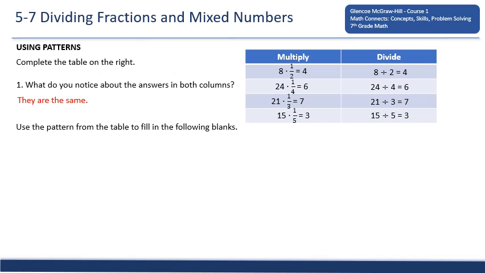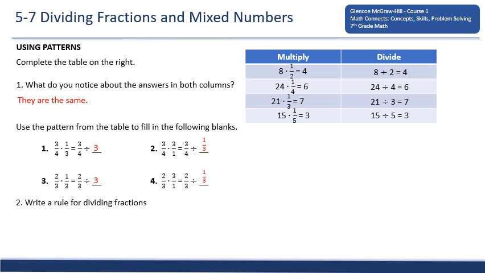Use a pattern from the table to fill in the following blanks. 3/4 times 1/3 equals 3/4 divided by 3. 3/4 times 3/1 equals 3/4 divided by 1/3. 2/3 times 1/3 equals 2/3 divided by 3. 2/3 times 3/1 equals 2/3 divided by 1/3.